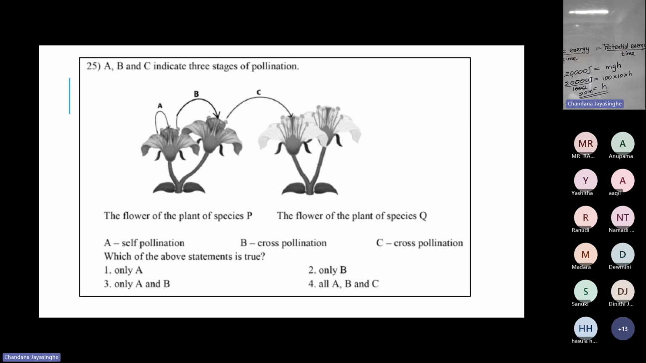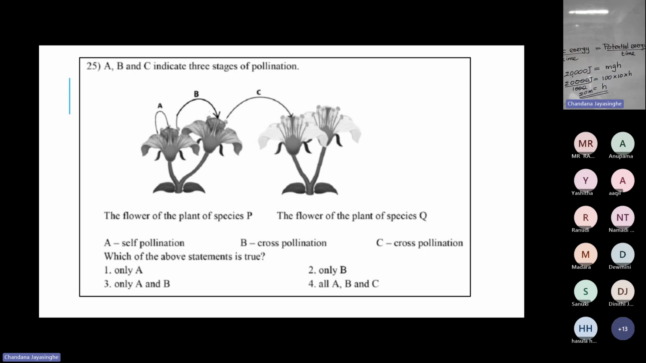Here, what is the answer? Which one of the above statements is true? Mature pollen deposited on the stigma of the same flower means self-pollination. Now we can go for A means self-pollination, right? The mature pollen deposited in another flower of the same tree, or another flower of another plant of the same species. But here the first two flowers are species P, the second two flowers are species Q. So we don't consider C as cross-pollination because of two species.